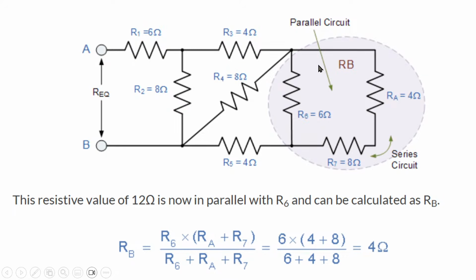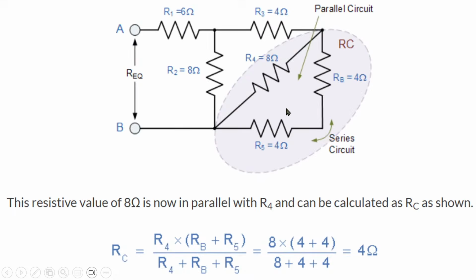So after resolving this, you now have another circuit, which is this, where you have your RB in series with R5 in parallel with R4. So again, you resolve RB and R5 together in series. When you do that, you are going to get your equivalent resistance of 8 ohms. Then you resolve it in parallel with R4, which is 8 ohms.